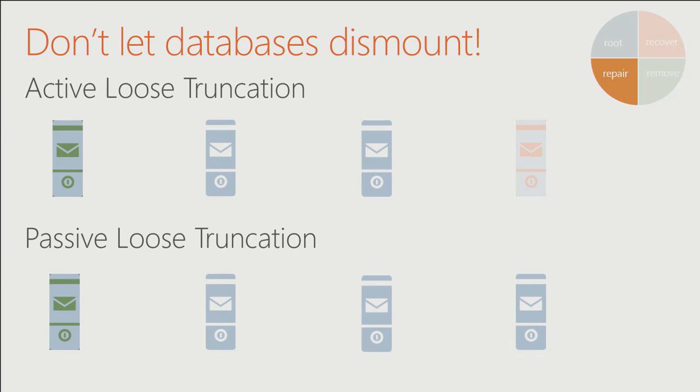So what I showed here with active loose truncation, I'm going to have to move over to the keyboard, I think. So instead of allowing these other copies to fail, we just remove the transaction logs that would otherwise be necessary on this fourth copy. And so what that does is that when that fourth server comes back up, that copy is going to be failed and suspended, and hopefully you've set up auto reseed so that it's repaired that way instead, but the database never dismounted.